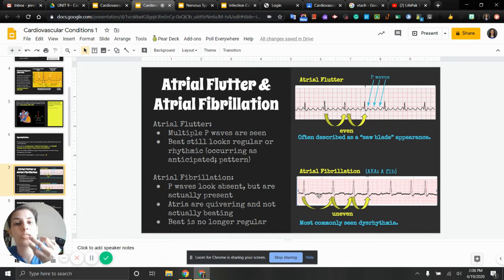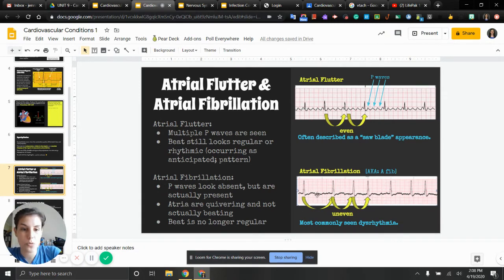With a fibrillation, it's more of the heart is quivering versus actually beating. So instead of beating, it's sort of like wiggling, okay? So we're going to pick up those wiggles on the EKG. So all of this bumpy line down here, that's actually the top of the heart moving, okay? So it looks like it's absent, but it's actually there. It's quivering, not beating. And this beat is no longer regular.